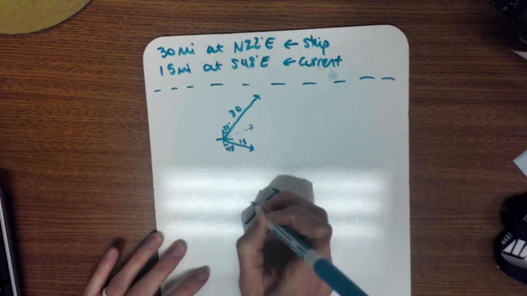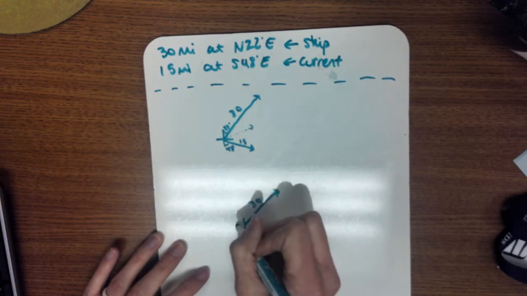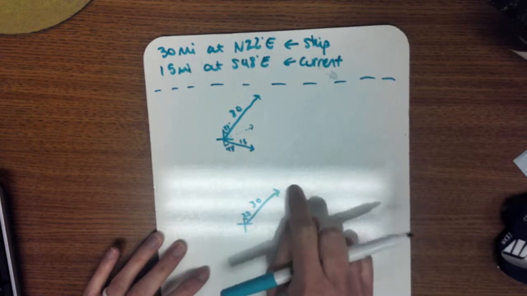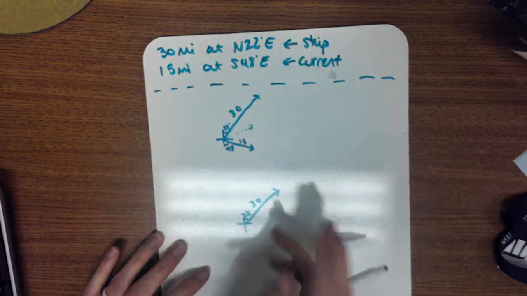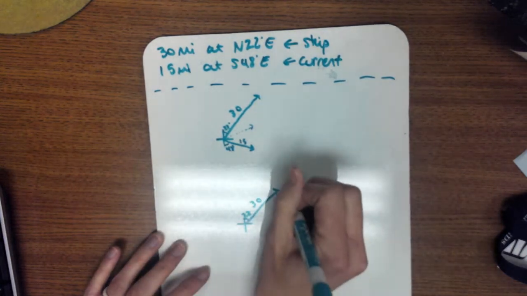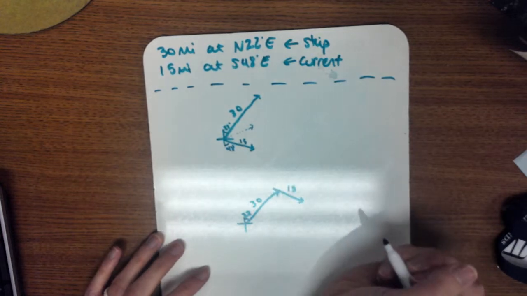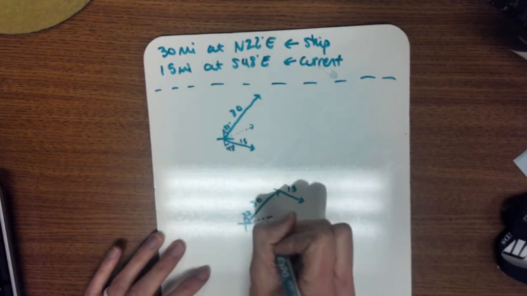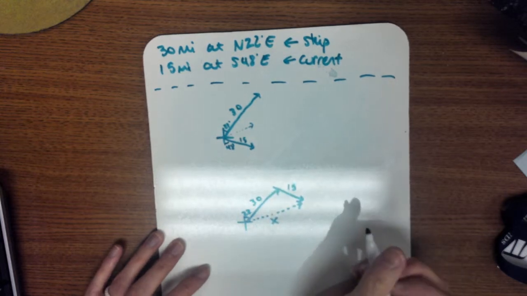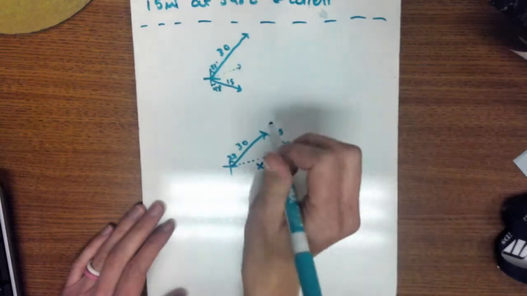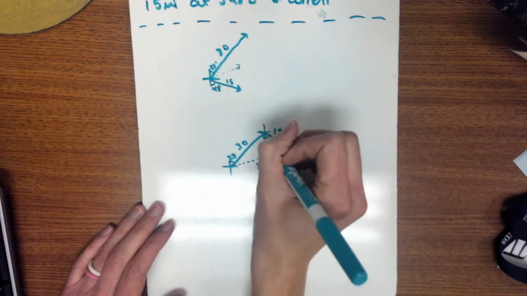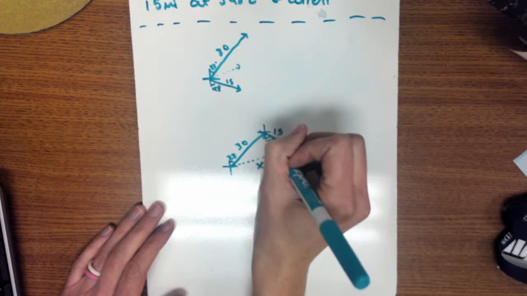So there's my 30. And we know that's 22 up here. And then where the first one stops, the second one starts. So I can take this vector, the current, and draw it where the ship stopped. I know it's not how it's actually working, but that's going to then create my resultant, which I need to find. I'm going to slide this up here. And I also know that the angle right here is 48 degrees.